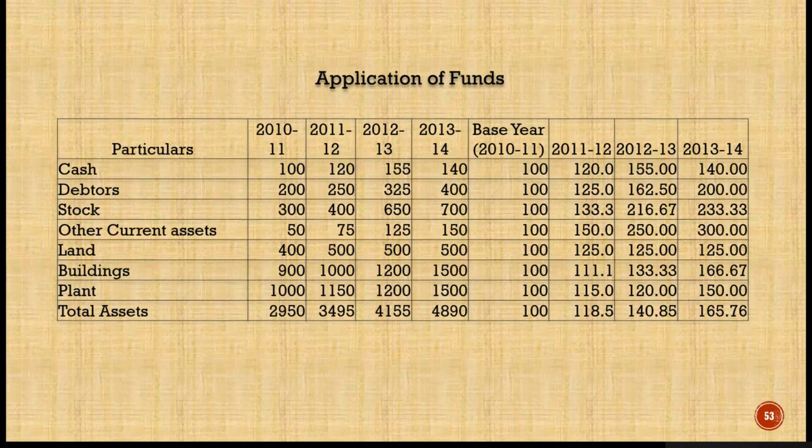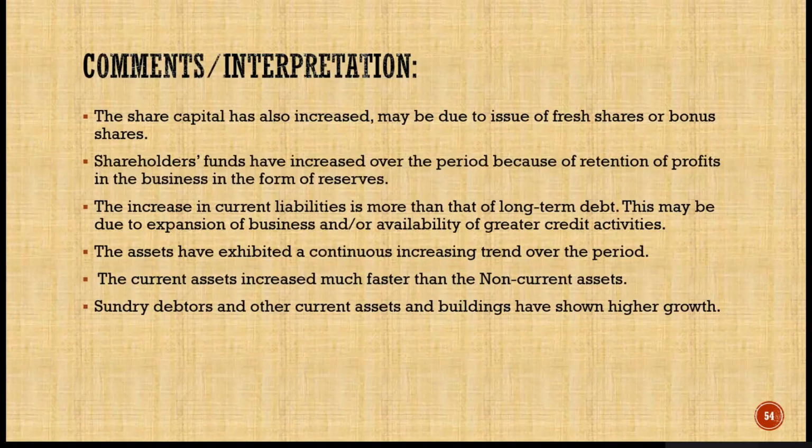So let us see the comments on this, how to comment on or interpret these results which we have arrived at by applying trend percentage. So these are the comments. First, we will comment on the sources of fund statement and then the application of fund statement. The first is that the share capital has also increased, maybe due to the issue of fresh shares or bonus shares. Shareholders' funds have increased over the period because of retention of profits in the business in the form of reserves.